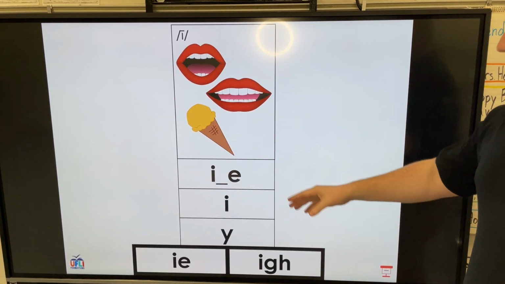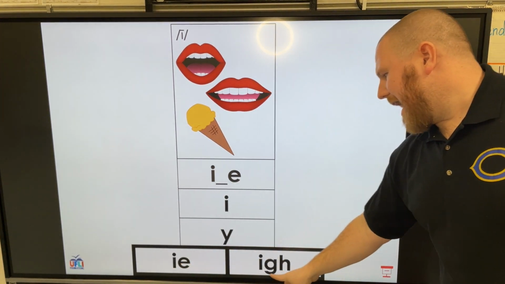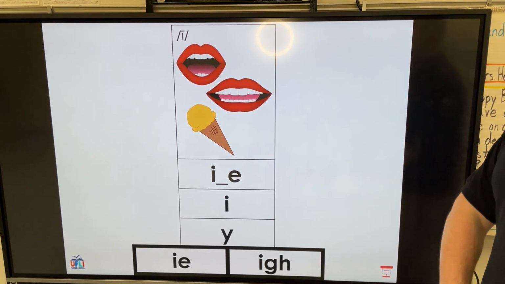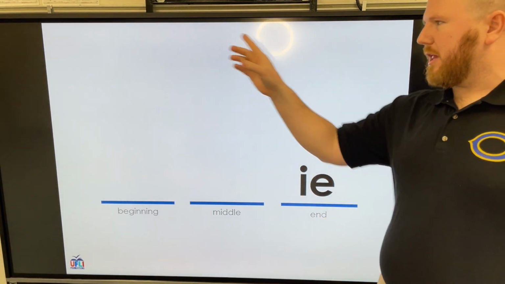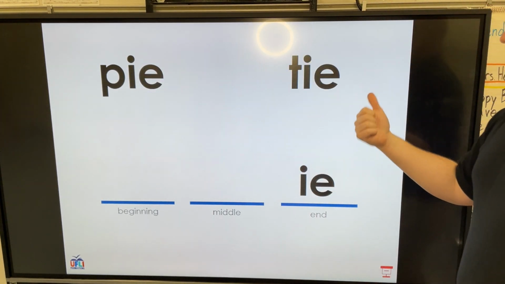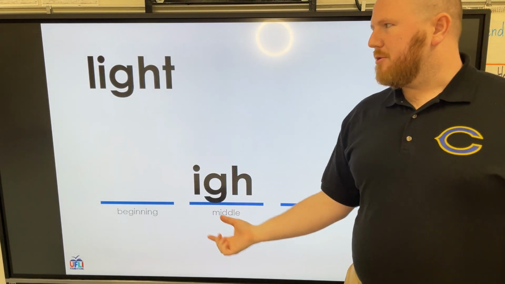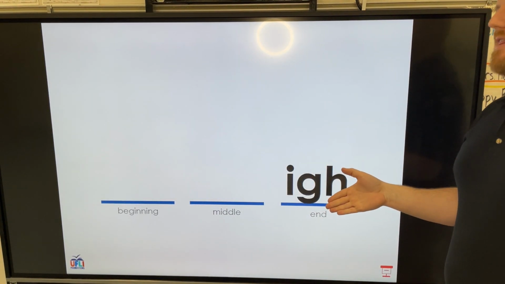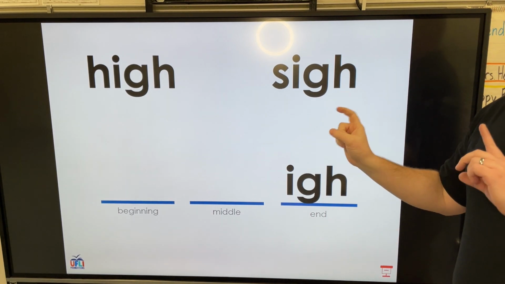All right. Now we're talking about long I. For long I, we had IE and IGH. That one was the hard one, so that's the one we've been focusing on. So let's take a look. IE you'll usually find at the very end of a syllable, like in the words pie and tie. And then IGH, you'll find a lot in the middle, like light and might. But you can also find it at the end of words like high and sigh.